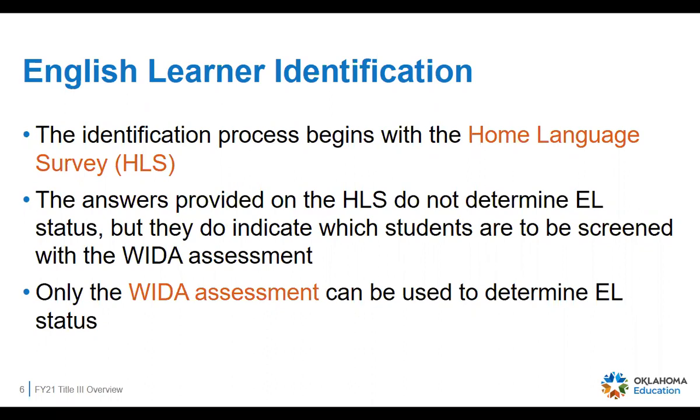begins with the home language survey, but it does not end with the home language survey. The answers on the home language survey do not in themselves determine EL or English learner status. What they do is they indicate which students have to be screened for EL status, and you use the WIDA assessment, the WIDA screener for that. And it's only the WIDA screener, this screening test, that determines EL status. So the home language survey will flag which students you have to test, and then it's the test result that determines who is classified as an English learner and who is not.